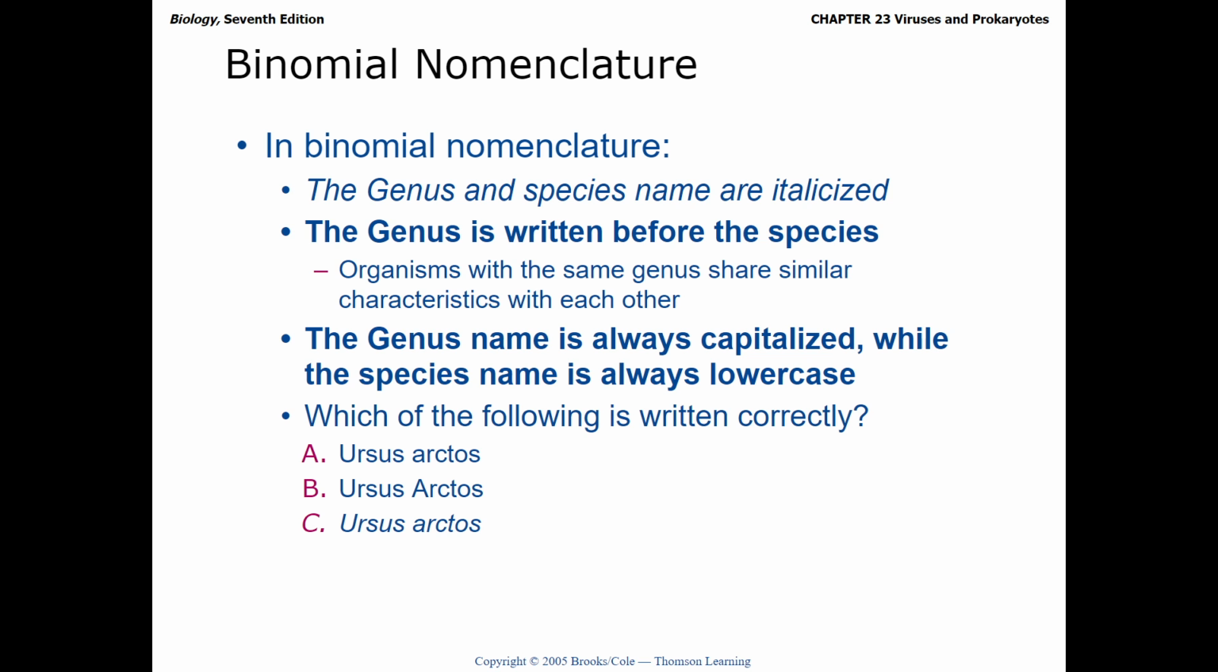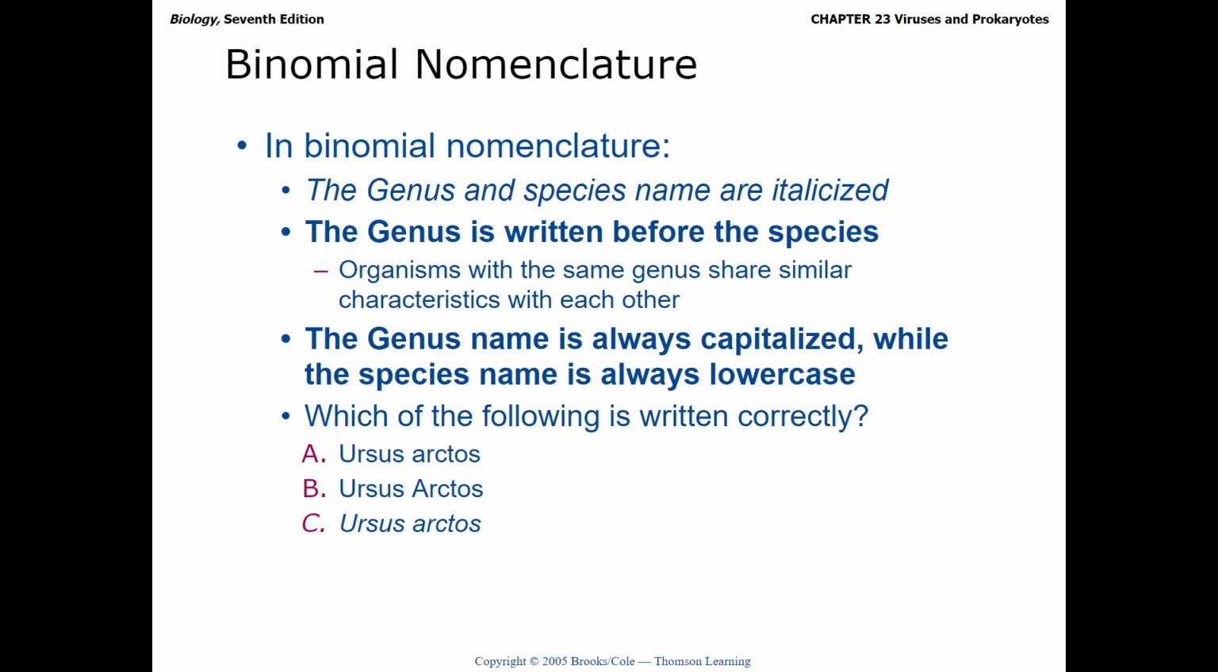If you're using binomial nomenclature, you want to take the genus and the species name and italicize it. The genus and species name for each organism is specific. The genus is always written before the species, and organisms with the same genus are going to share some characteristics with each other. If they have the same genus and species, they're going to share even more characteristics. The genus name is also always capitalized, while the species name is always lowercase. We want to write the genus before the species, we want to italicize it, and we want to capitalize genus but never species.